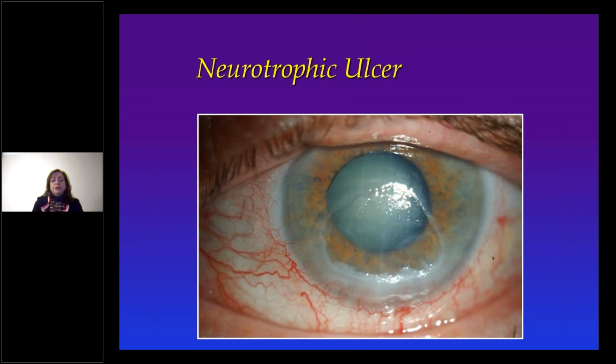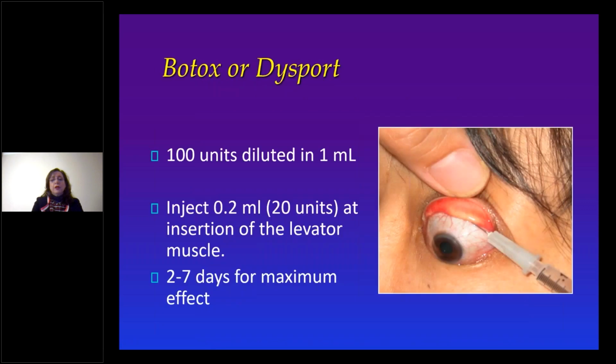Neurotrophic ulcers like this one don't look like a dendrite, as you can see here. They're not infective, but because of loss of sensation, you will see minimal stromal affection, but this rolled edge of the ulcer, and this is usually very resistant to healing.